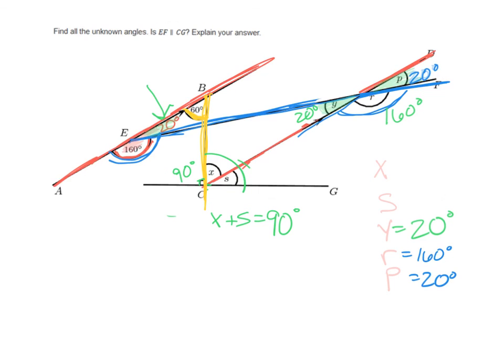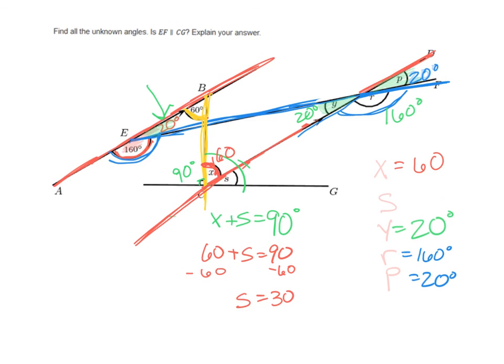Okay, let's see. I'm going to extend this parallel line just so that I can see it a little easier. I'm going to look at red and green angles. X is a red and green angle. It's inside my parallel lines on opposite sides of my transversal, so I know X is equal to 60 now. And I just did this over here. So now I have an equation with only one variable. Subtract 60 from both sides. S equals 30. And I have all of them done.